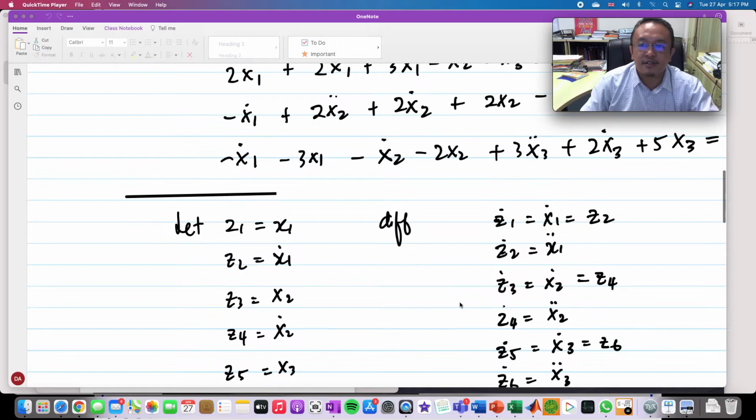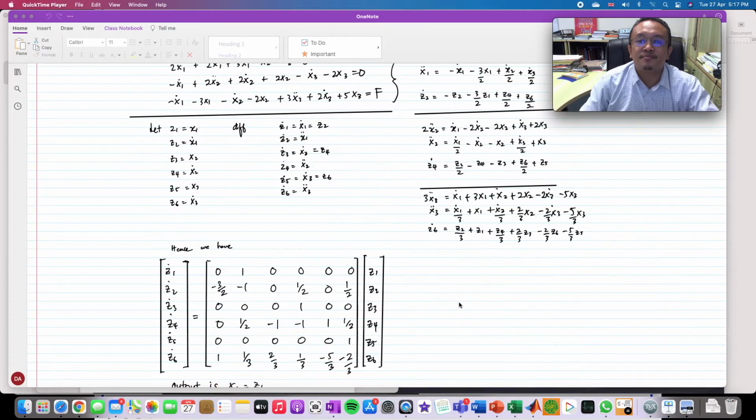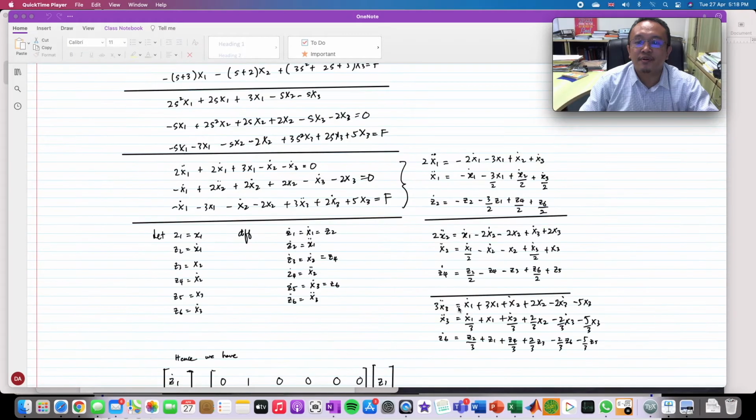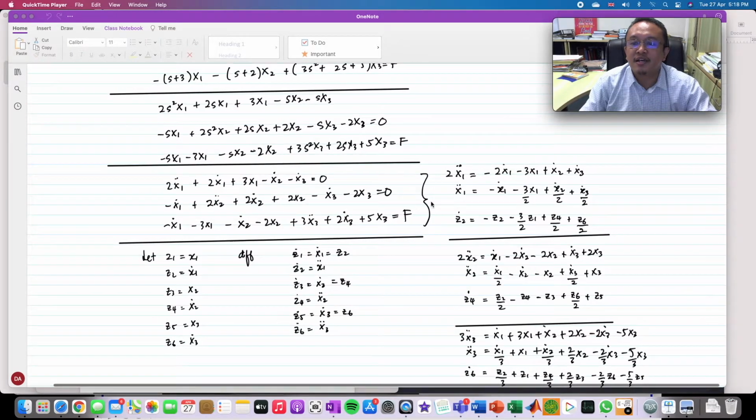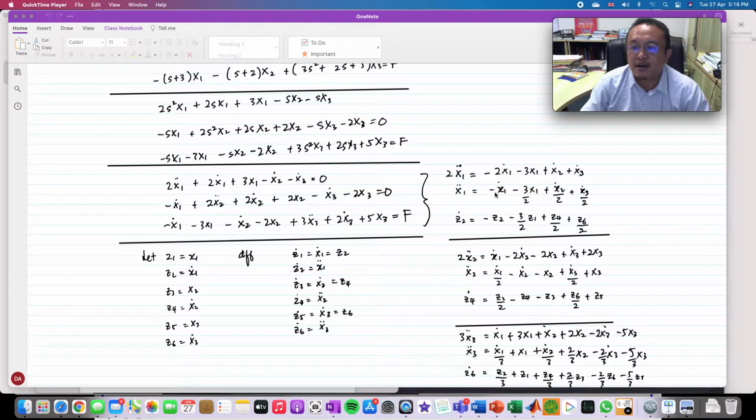Let me just make it slightly bigger. So you have this. From this side, concentrate on the first line equation first. We make the 2 x double dot the main player, and the rest goes to the other side of the equal sign. Therefore, we have x double dot equals the rest: minus 0.5 x1 dot minus 3 over 2 x1 plus x2 dot over 2 plus x3 dot over 2.